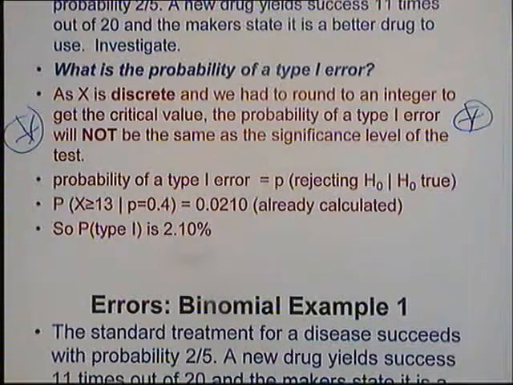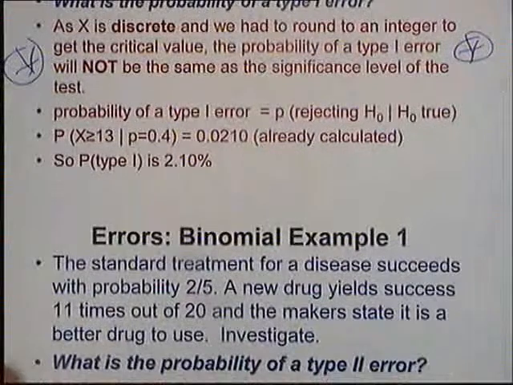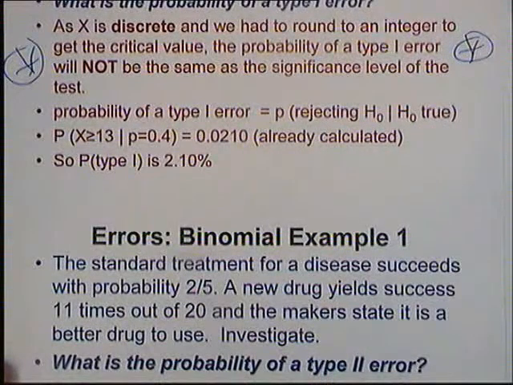Are we all happy with that? If we're happy with that, what do you think the next question I'm going to ask is? What's type 2? Yeah, next question. What's the probability of a type 2 error?